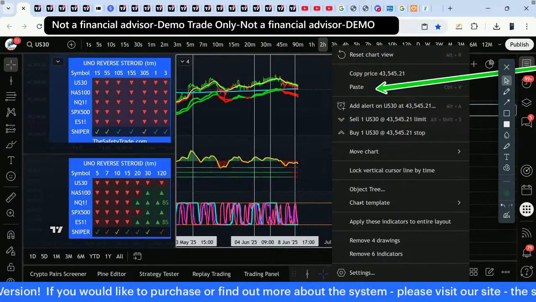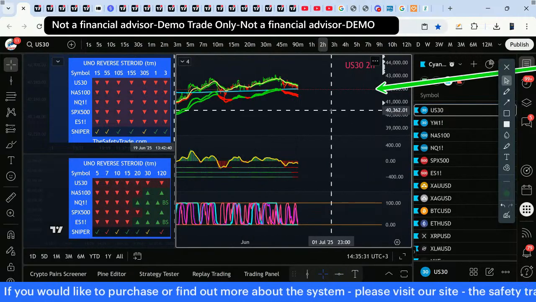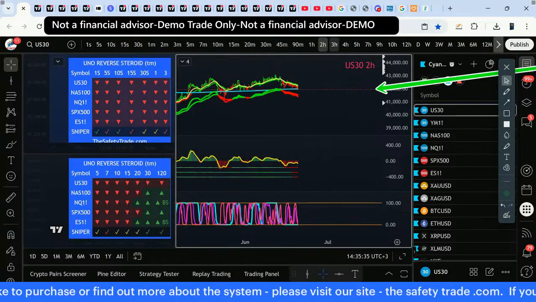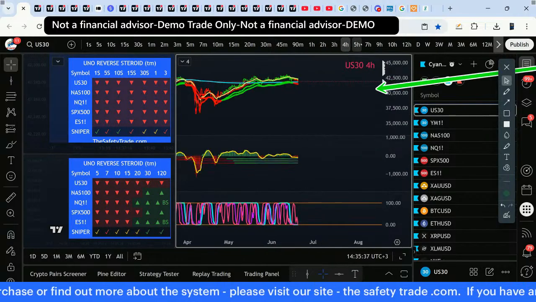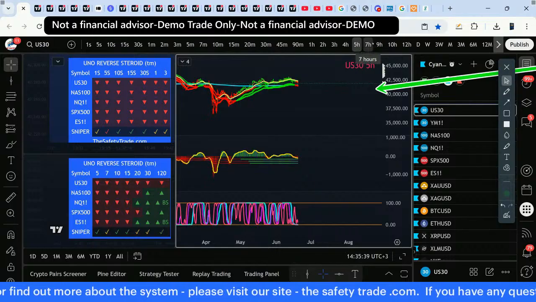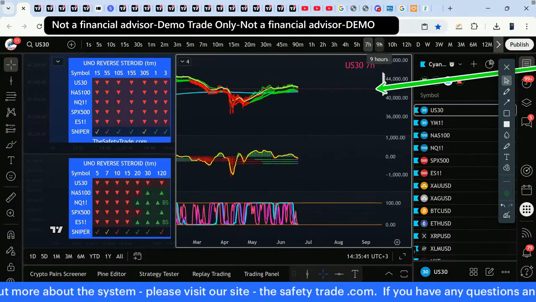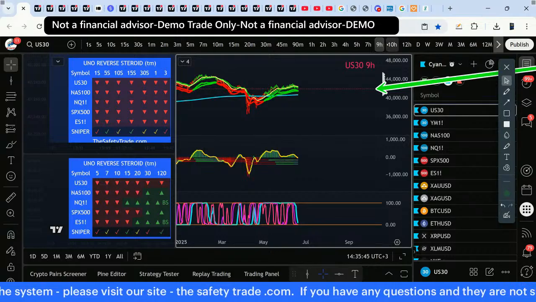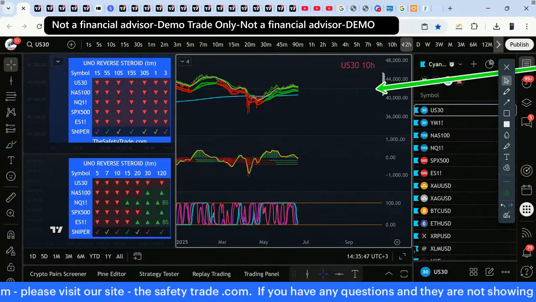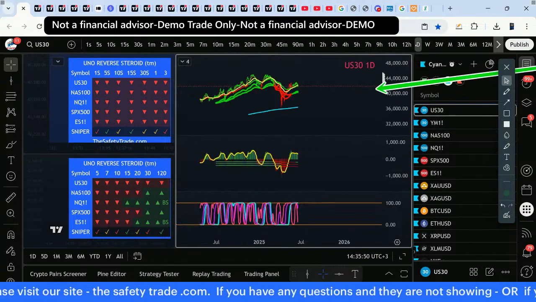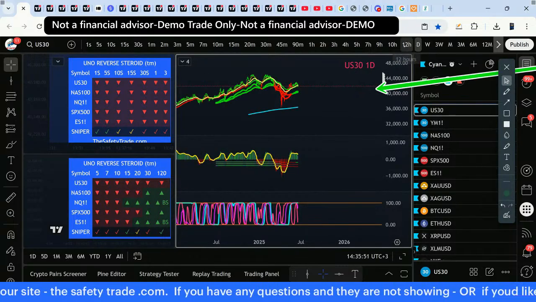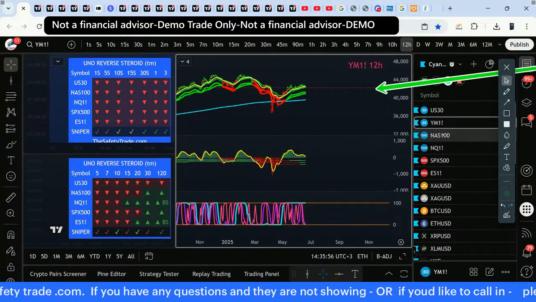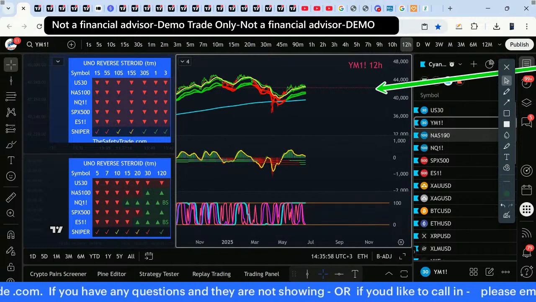Never remove these drawings. 2-hour buy stop to the blue line. 3-hour buy stop. 5-hour buy stop. 9-hour buy stop US 30. 10-hour buy stop. 12-hour buy stop. It is a 12-hour daily buy stop US 30. It is a 12-hour daily buy stop YM1.